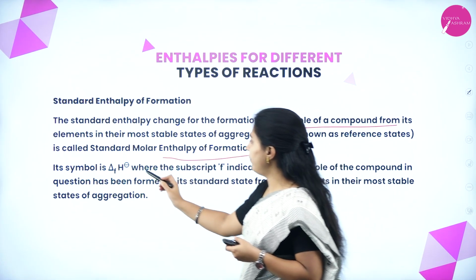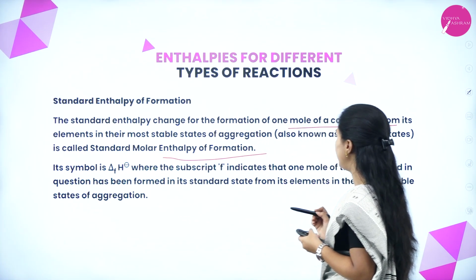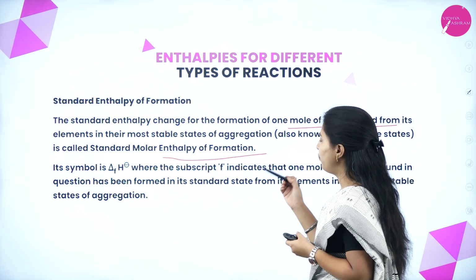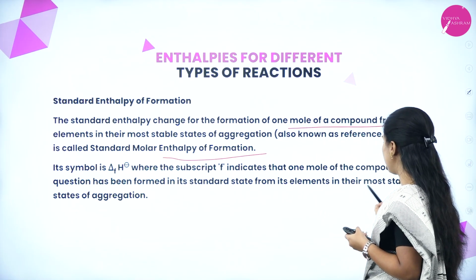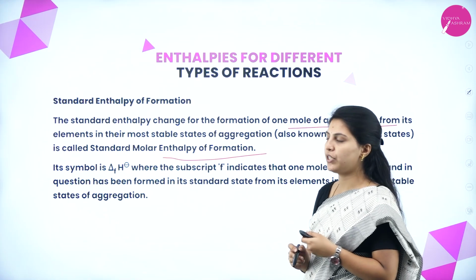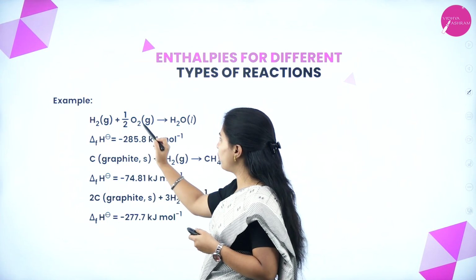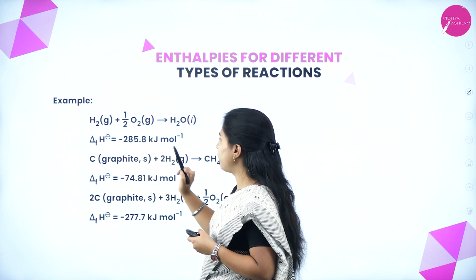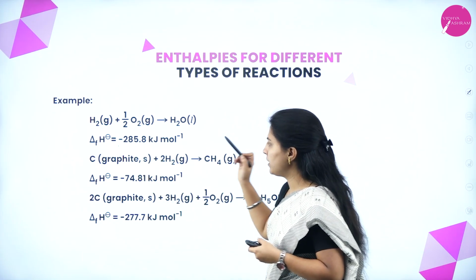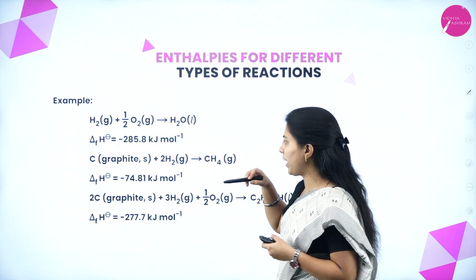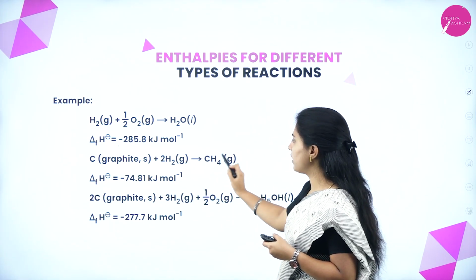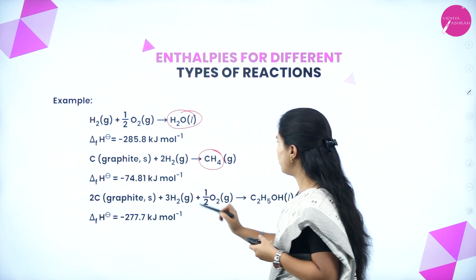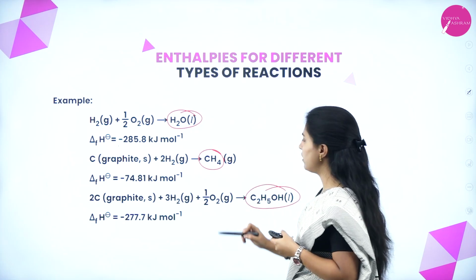This is delta f H minus, where the subscript f indicates that 1 mole of the compound in question has been formed in its standard state from its elements in their most stable states of aggregation. Example, H2 plus half O2 gives H2O liquid. Here the enthalpy of formation is minus 285.8 kilojoule per mole. See here, carbon in its allotropic form graphite plus 2H2 gives methane. Here all of these are formation reactions. Here also see C2H5OH, that is ethanol.